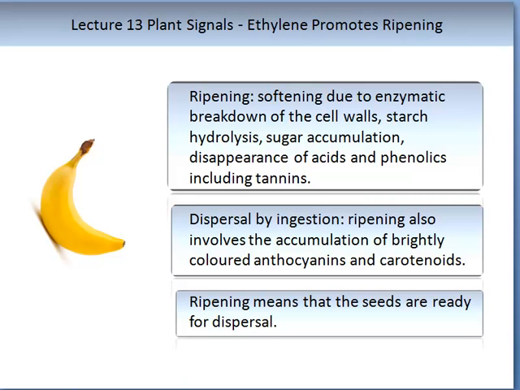Ethylene is the hormone that promotes ripening in some fruit. Ripening is the softening due to enzyme breakdown of the cell walls, starch hydrolysis, sugar accumulation, disappearance of some acids and phenolics, including the group tannins. Dispersal by ingestion is where ripening also involves the accumulation of brightly coloured anthocyanins or carotenoids. Ripening means that the seeds are ready for dispersal.